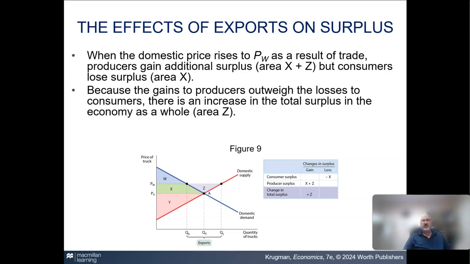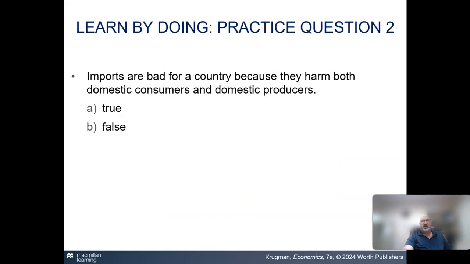So when the domestic price rises, producers gain the additional surplus. That's X and Z there. But consumers lose the surplus, and that's area X. The gains to producers outweigh the losses to consumers. There's an increase in the total surplus to the economy as a whole, and that is area Z. So once again, the economy wins. So once again, it is a good thing. So either way, it is a good thing. Going up or down, it's good.